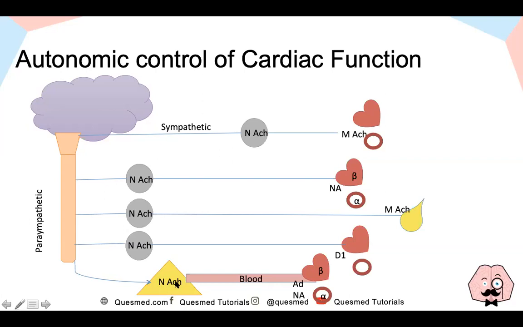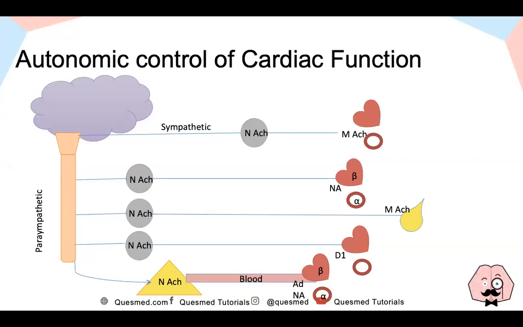The adrenal medulla releases adrenaline and noradrenaline directly into the bloodstream, and the adrenaline and noradrenaline again will work on these alpha and beta receptors, so they'll cause vasoconstriction via the alpha receptors and an increase in heart rate via the beta receptors. So that's kind of how the autonomic control of cardiac function works.